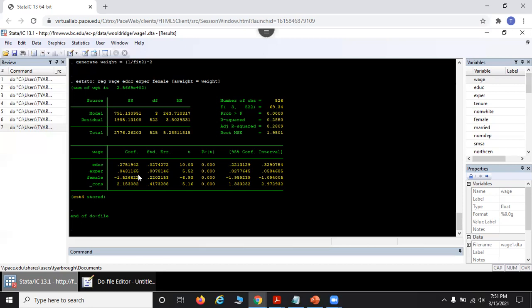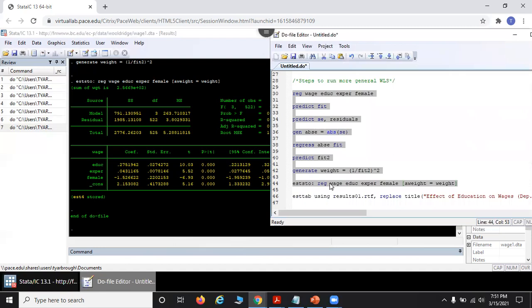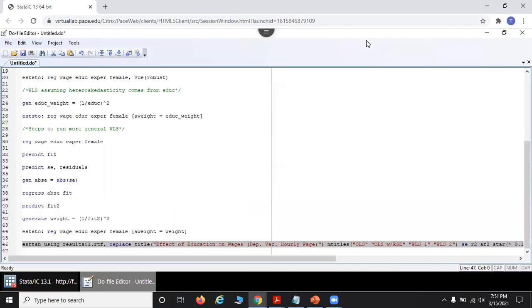So the question becomes, well, what does this all mean? And in the context of research, what is it that we should report? So if we go back to the do file, you'll notice that we have this output command here at the end. I'll just make this so you can see all of it.